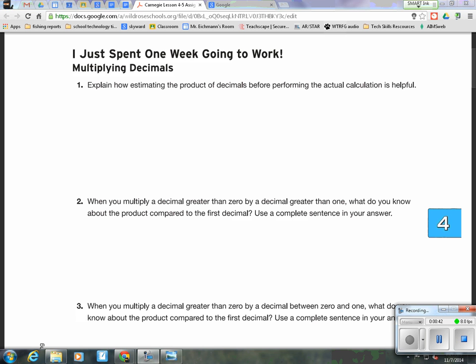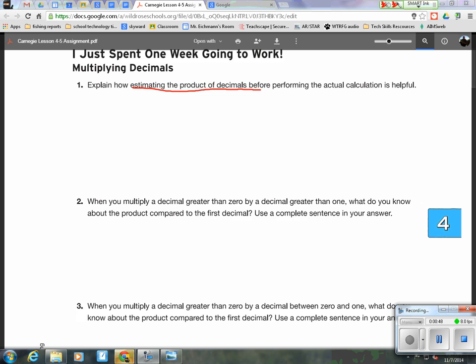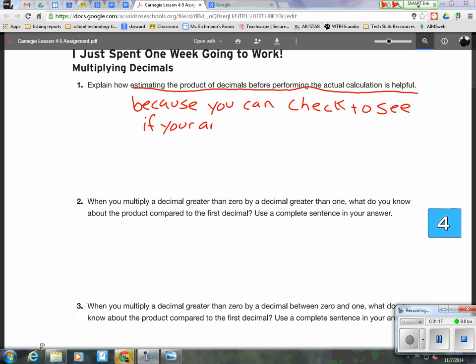Okay, so yeah, you would say estimating the product of decimals before performing the actual calculation is helpful because, and I'm doing this just for time's sake, you can check to see if your answer is reasonable.